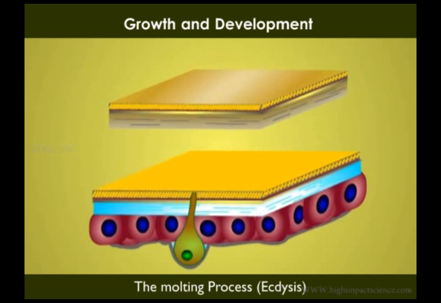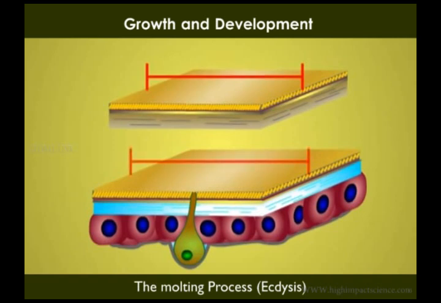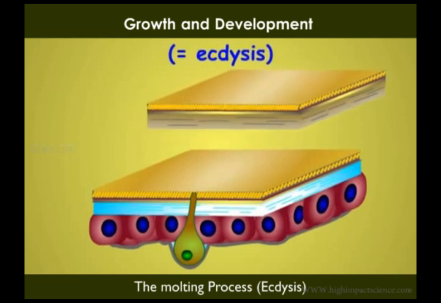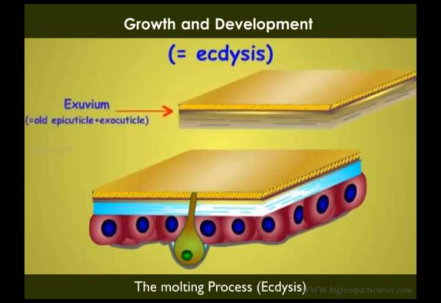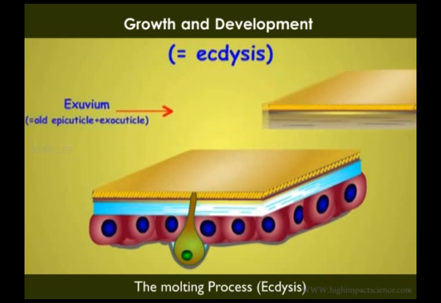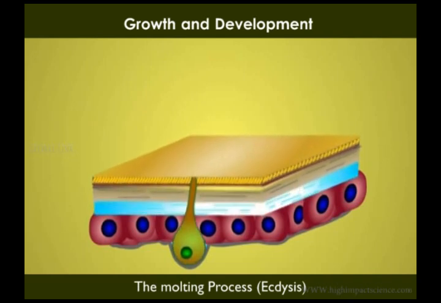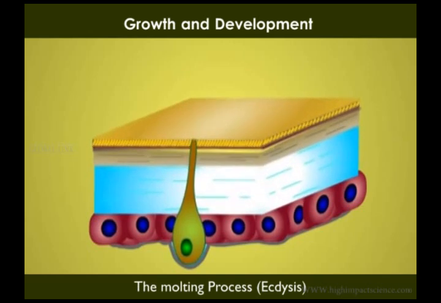Just before molting, a cement layer is released by the dermal gland. Notice the old cuticle is smaller than the new one, and this is because there has been growth of the epidermal cells. Molting or ecdysis occurs when the old exocuticle is sloughed off. The shed cuticle is called exuvium. During the time between the molts, new endocuticle is deposited continuously and the cycle starts over again for the next molt.